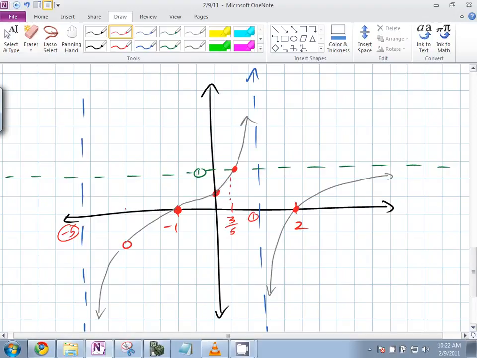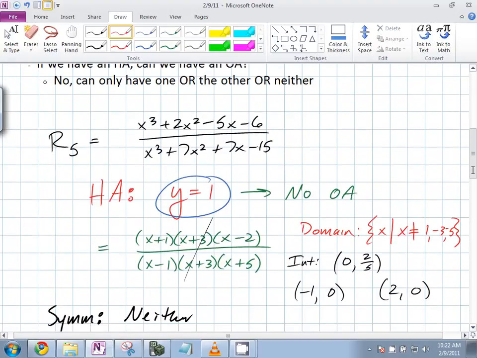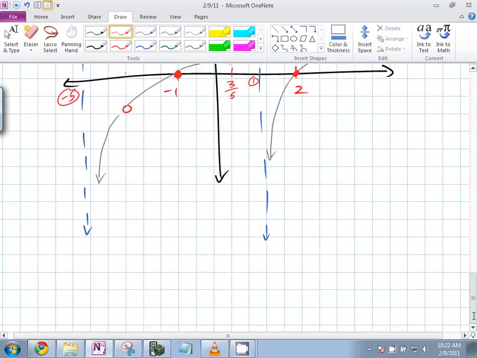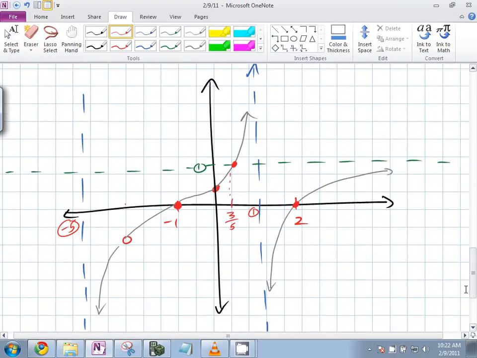The domain for this function is x can't be 1, -3, and -5. So here's -3, there's -5, and there's 1. It's not crossing those things, so the domain still holds.